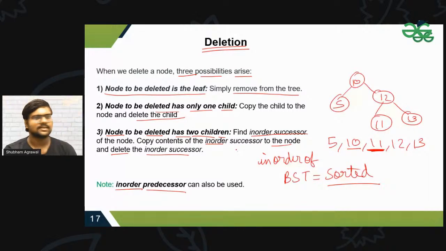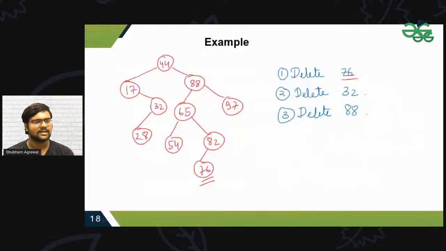Now let's see an example. Suppose I want to delete 76 from it. 76 is a leaf node because it has no left child and no right child, so I can simply delete it from the tree. Now if I want to delete 32, 32 has a single child 28, so I will just copy the value 28 into it, and I will delete the child.